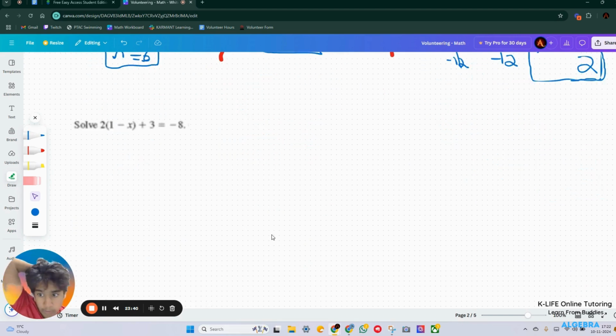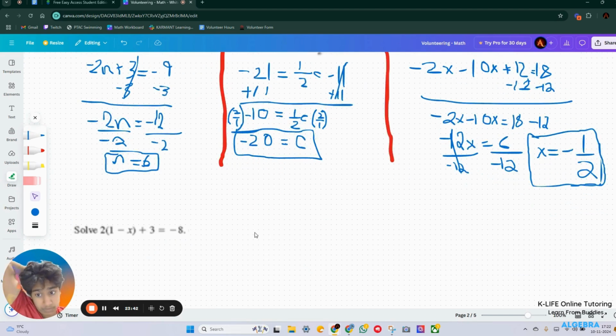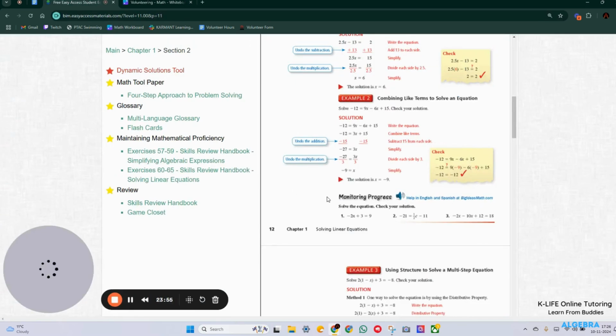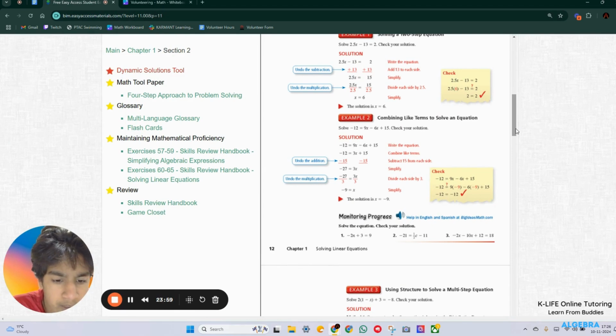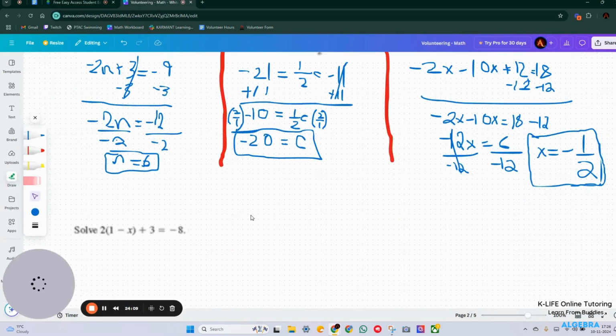Okay, now what we're going to do is this other problem. So now we're going to do the other problems. Now we're actually going to go back. So this is example 3, okay? And this one is using structure to solve a multi-step equation. This is what it means.